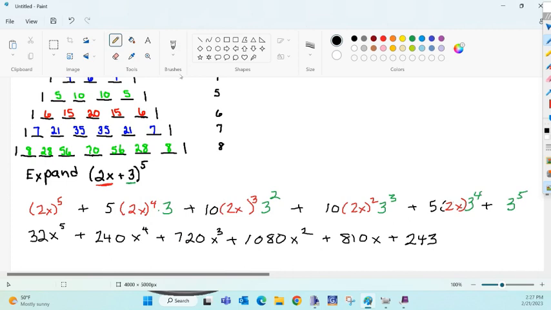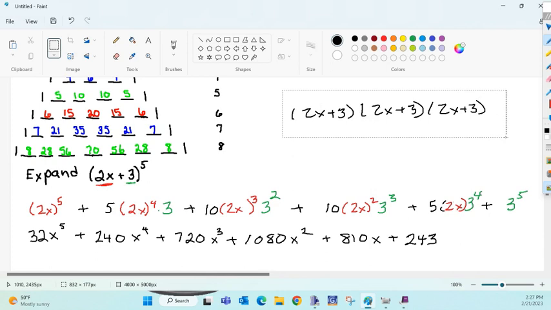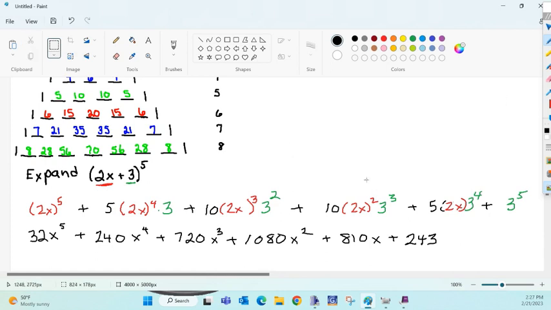This is the shortcut because the alternative would be taking 2x plus 3, we're not doing this, don't write it down, times 2x plus 3, multiplying it out, then multiplying that times 2x plus 3, and then multiplying that, all that distributing back and forth.